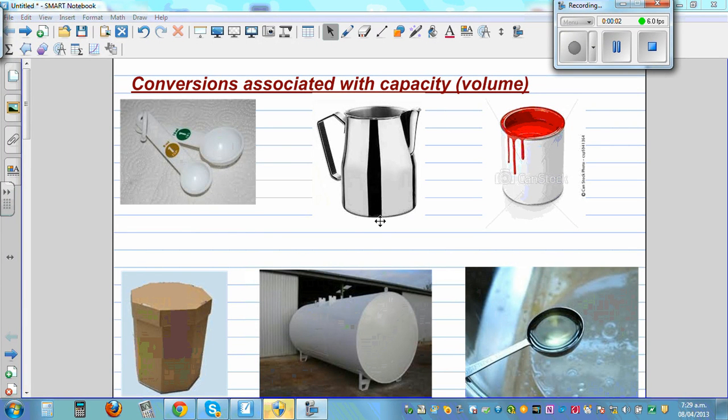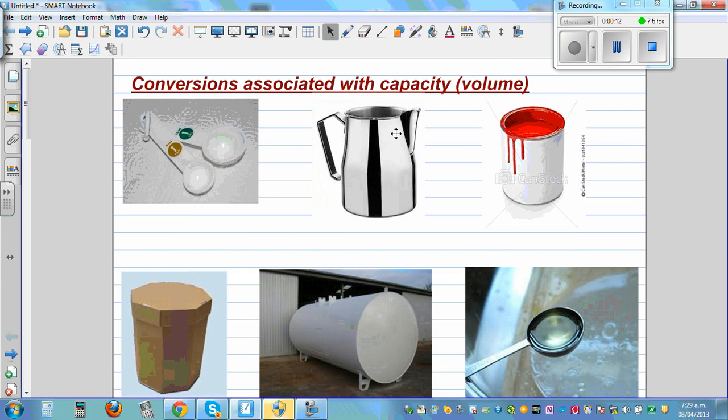In this video, I want to talk about conversions associated with capacity or volume. I've copied and pasted some images from Google. This picture is 1 teaspoon, TSP, and this is half a teaspoon.